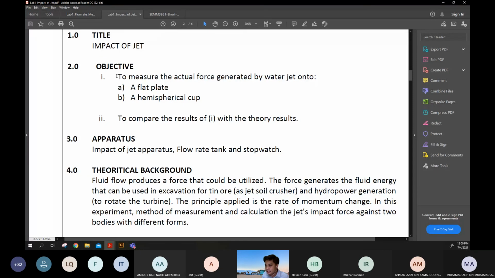The conclusion has been found, and here is the value for the actual force. For the flat plate, give the value. For this one, give the value, and you need to give your conclusion on the theoretical part. Give me in point form so that your point form answers back your objective. Okay.